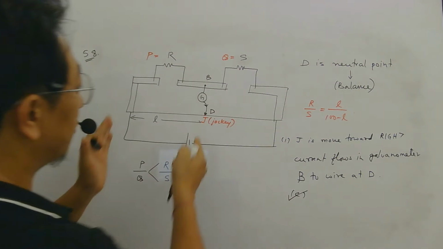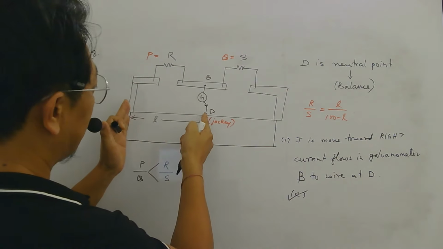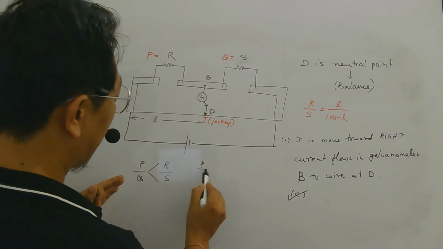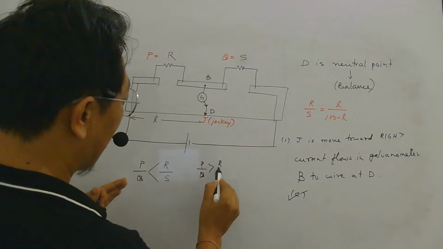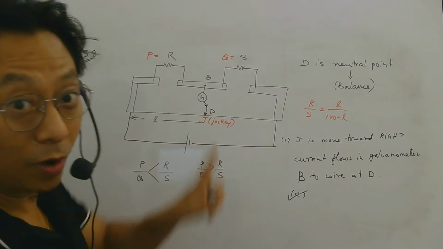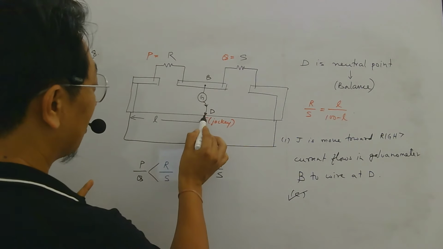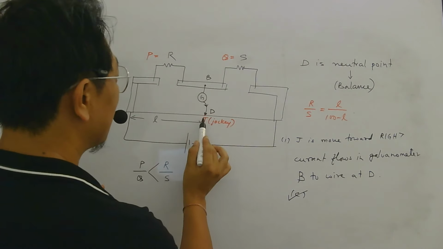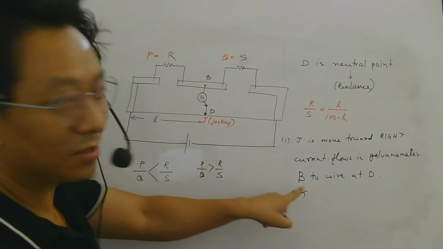What if you move the jockey to the left? Then this L will become less than the balance length. So P by Q will be greater than R by S. Then current will go up. Remember, up means what? From wire to B. Wire to B means up. B to wire means down, right?